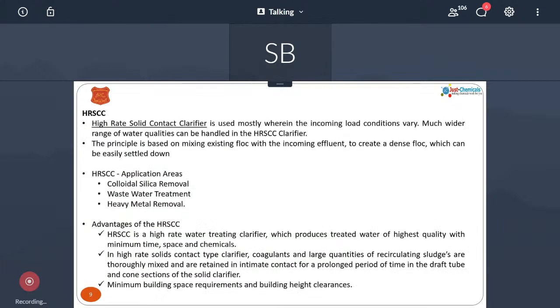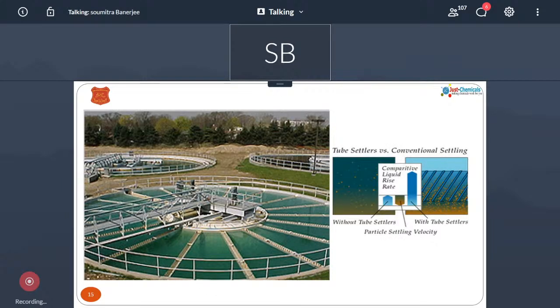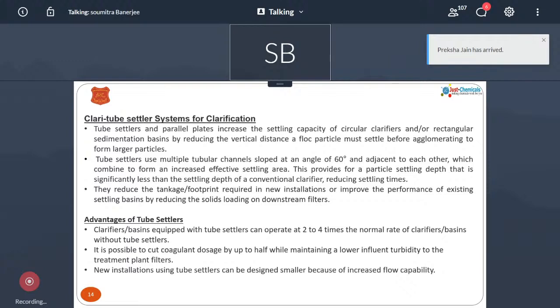the recent advancement is the making of these clarity tube settlers. These clarity tube settlers are like conventional clarifloculators, having the flocculation zone in the middle, but these plates or tubes are inserted just below 1 meter of the water level, so that water rises through these tubes and the sedimentation goes faster.